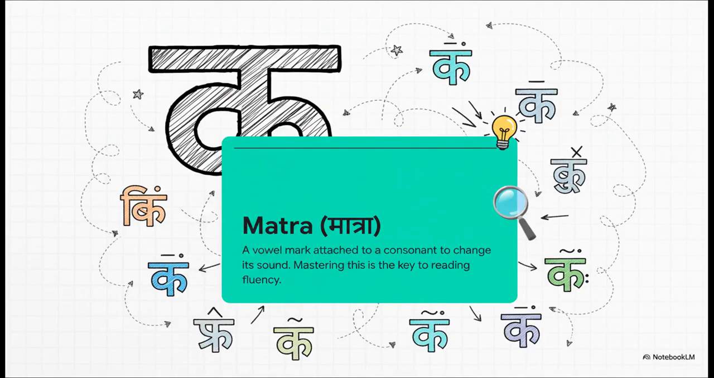Now, if there's one concept you really need to lock in today, it is this idea of matras, because this is the game changer. It's the ultimate shortcut. Instead of memorizing hundreds of unique combinations, you just learn one consonant and about 10 little marks that change its sound in a totally predictable way. Mastering this is the key to unlocking reading fluency.